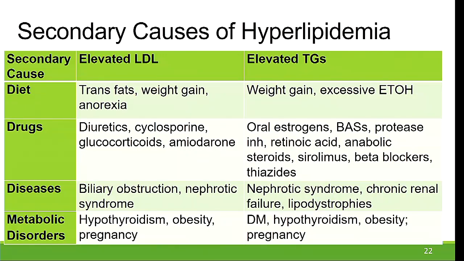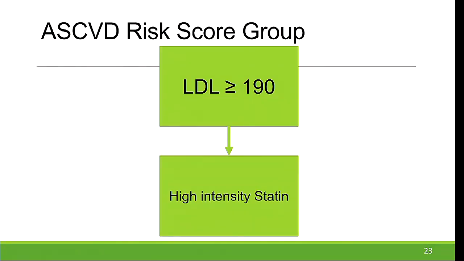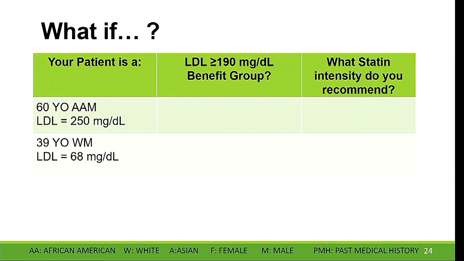So moving on from that, once you've got a patient whose LDL is over 190, they're at least 21 years old, they don't have any clinical ASCVD, and we've evaluated them for secondary causes and we have no other explanation, we treat them with a high-intensity statin. So, got a couple of cases here. Patient 60 years old, African-American male, LDL 250. Do they fit into the benefit group? And just assume if I don't have anything there, then there's no secondary cause. Okay, and then what statin would you give them?